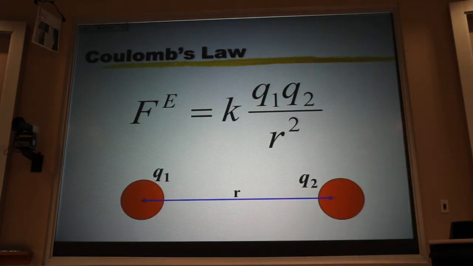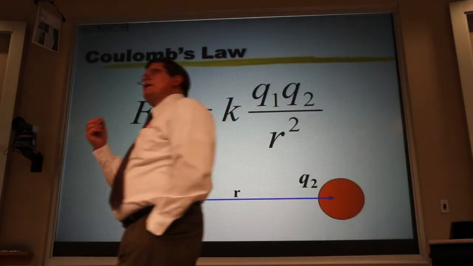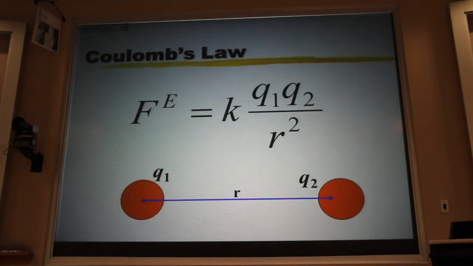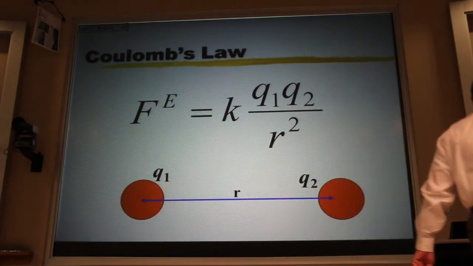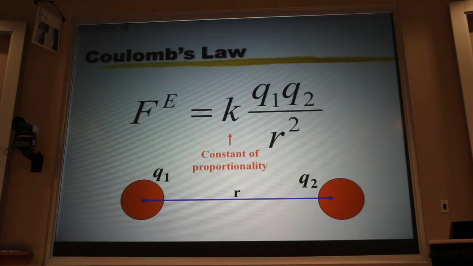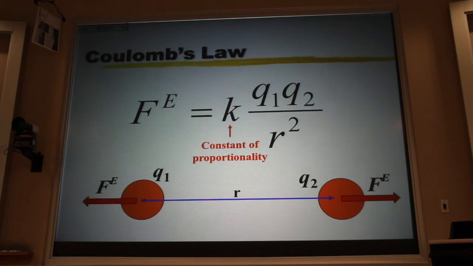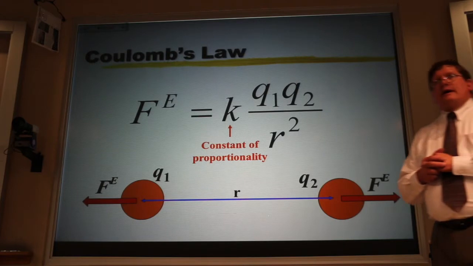And there's some very important differences between this case and the gravitational case. The first difference is that with mass, there's only one flavor. It's positive. And so it turns out that all gravitational forces are attractive. It turns out that we have 2 flavors of charge, and what we find is that when the charges have the same sign, if they're both positive or they're both negative, I get a repulsive force. If they're opposite sign, one positive and one negative, I get an attractive force.